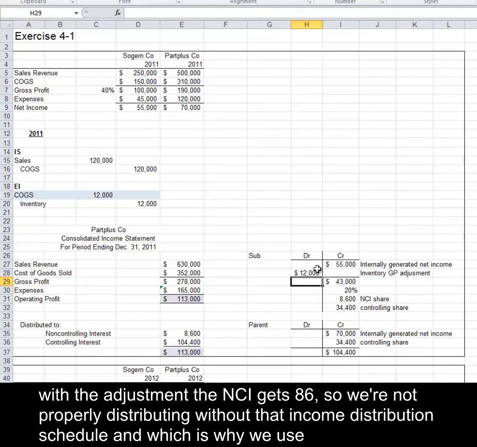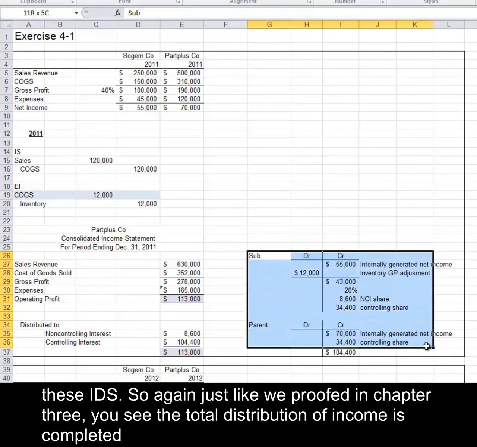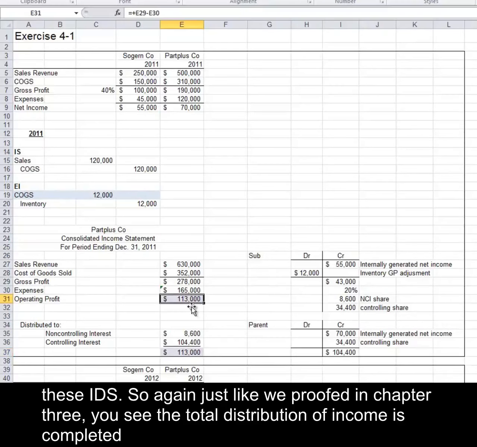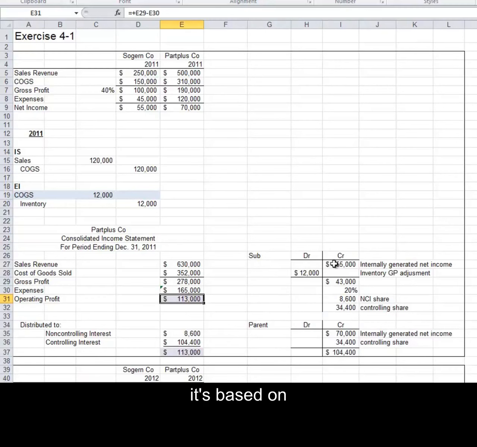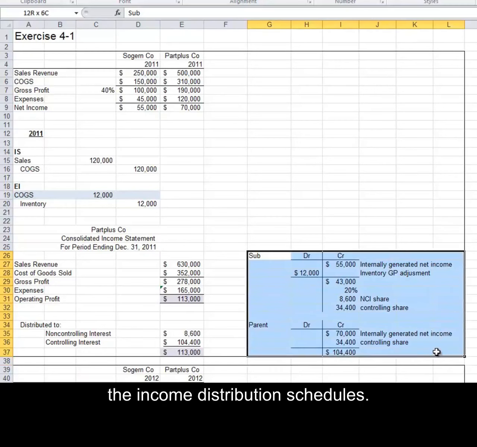So we're not properly distributing without that income distribution schedule, which is why we use these IDSs. So again, just like we proved in Chapter 3, you see that total distribution of income is completed by splitting it between the NCI and the parent, and it's not just a strict 80-20, or ownership percentage. It's based on the income distribution schedules.